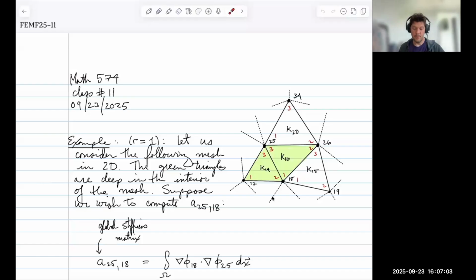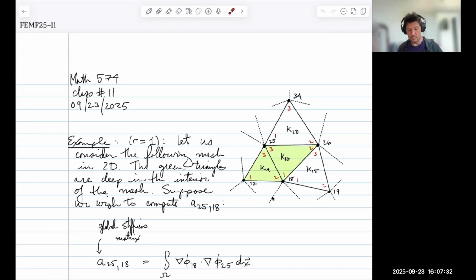Welcome back to Math 574, Finite Element Methods. This is class number 11. We're deep in the heart of talking about the reference triangle, the canonical affine mapping from the reference triangle into arbitrary triangles. I got a little bit ahead of myself. That's what we'll be talking about today.